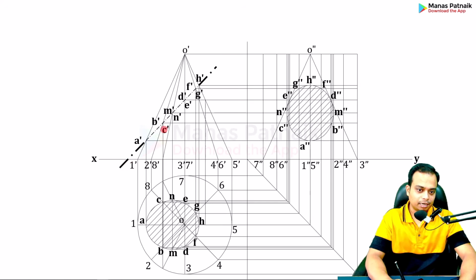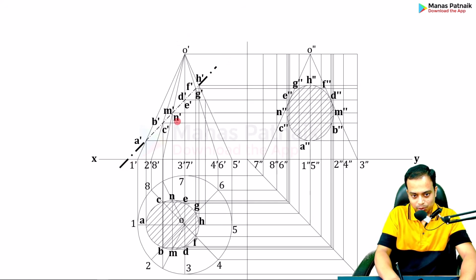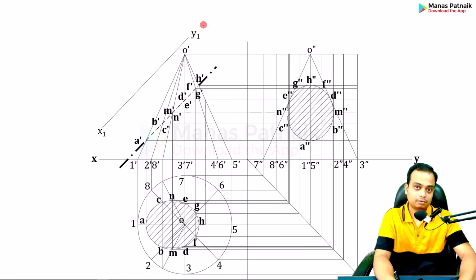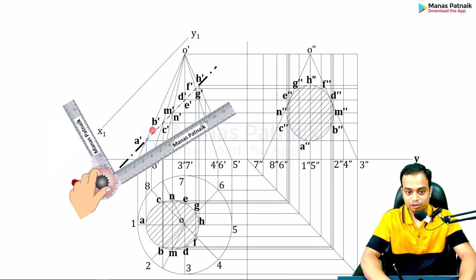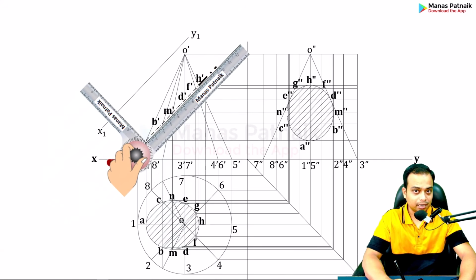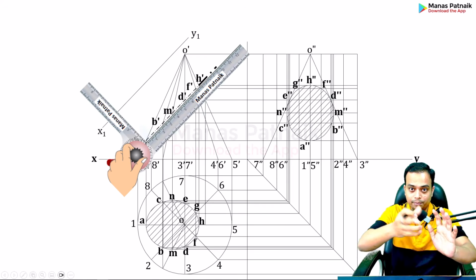For making the true shape, let me have an auxiliary plane which is parallel to this cutting plane over here. Now again, you've got to make use of a mini drafter. Please keep one scale of your mini drafter along this cutting plane. Done. And then lock your mini drafter.